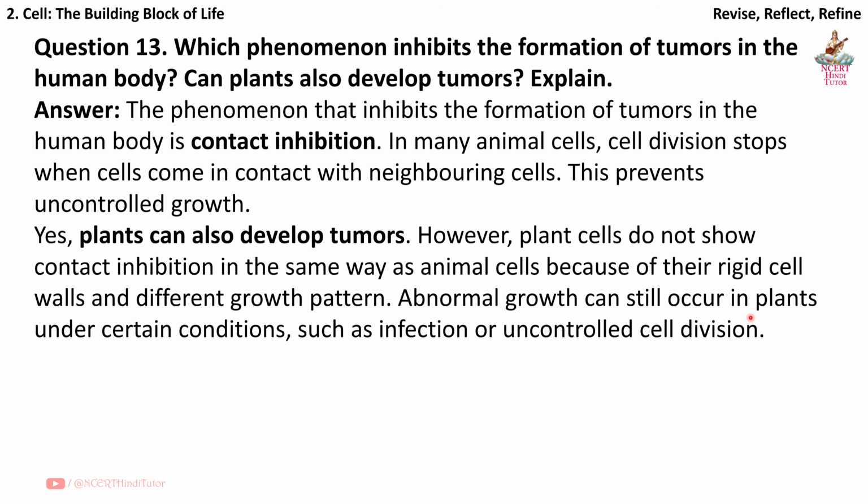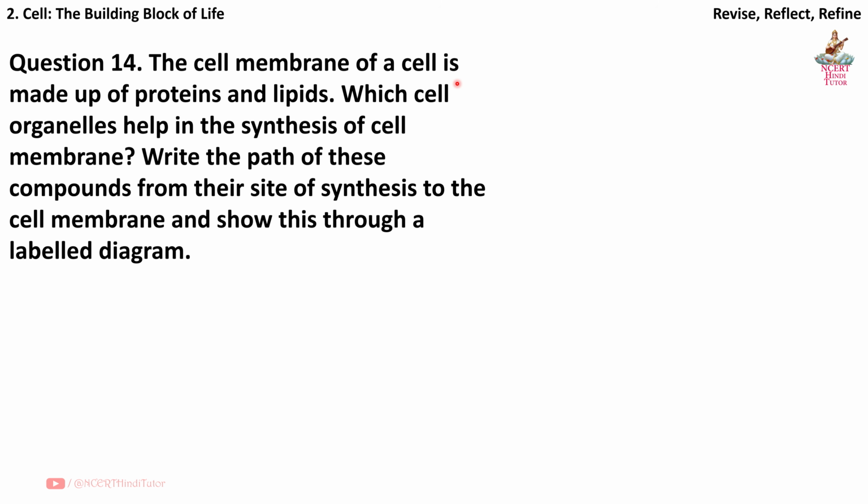Abnormal growth can still occur in plants under certain conditions such as infection or uncontrolled cell division. Question 14. The cell membrane of a cell is made up of proteins and lipids. Which cell organelles help in the synthesis of cell membrane?